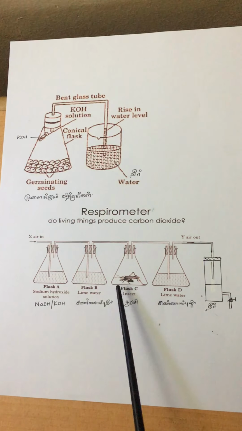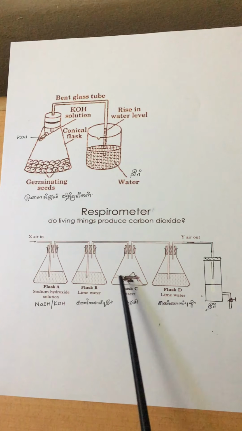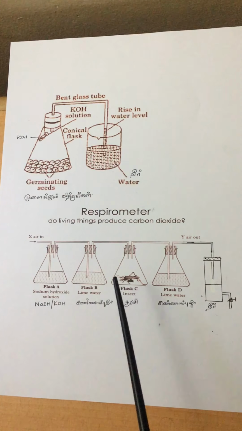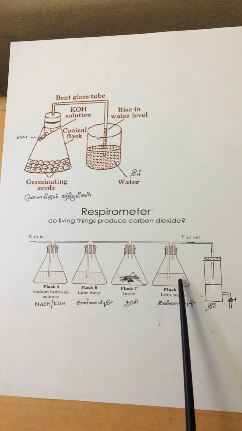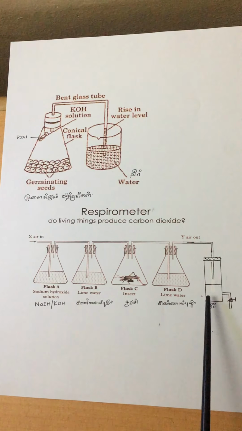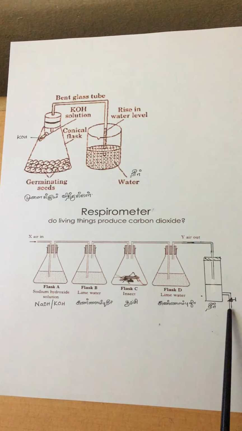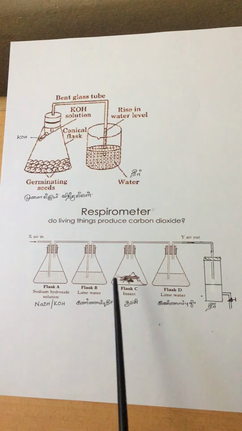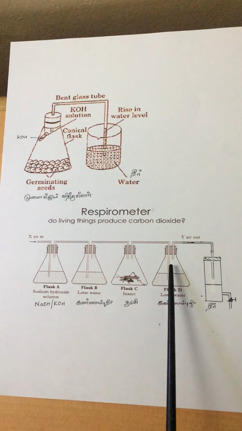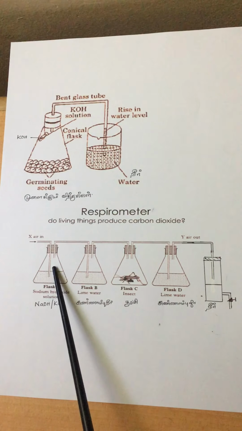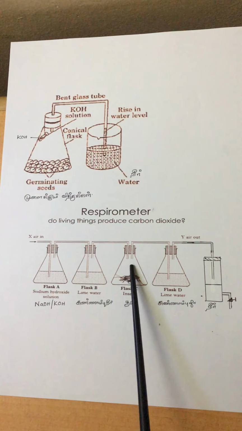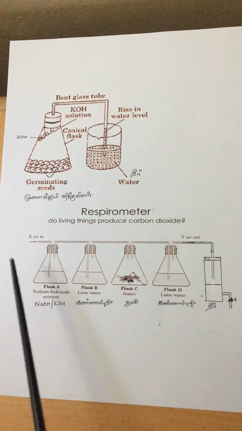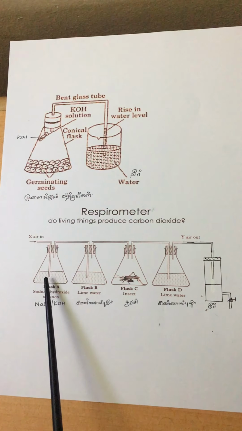Third one, flask C, has an organism, an insect. You can take a frog or a rat or something, an organism. Then flask D again has lime water to identify CO2. Here the water and the tap are also present. Now initially the flask is fully filled with air, so the outside air cannot enter inside.